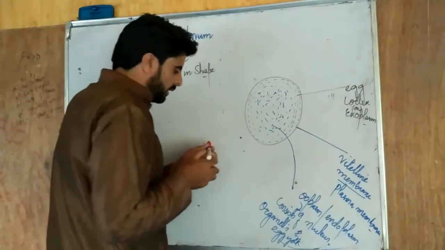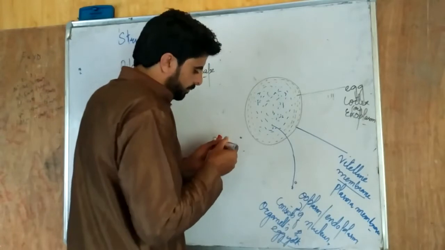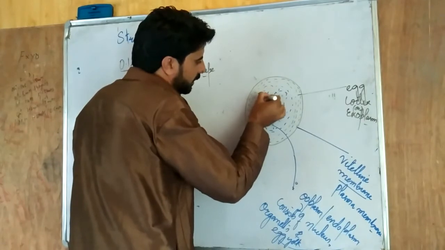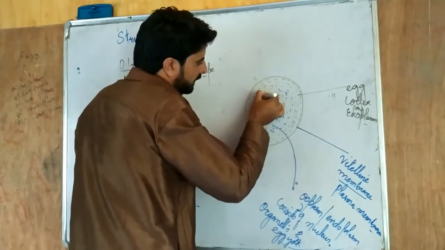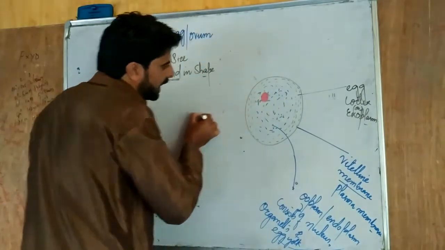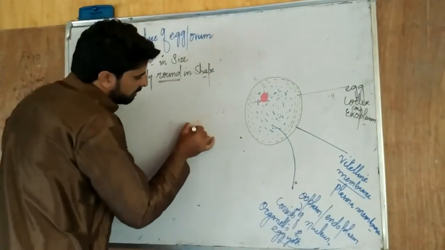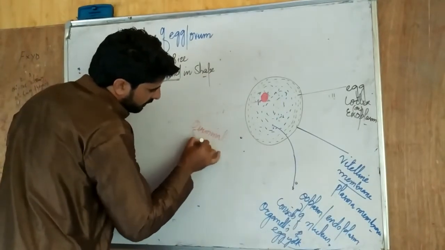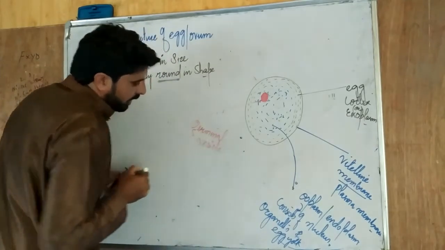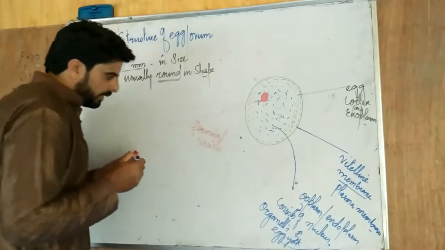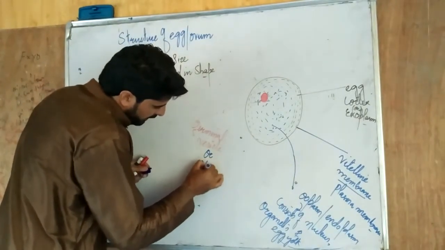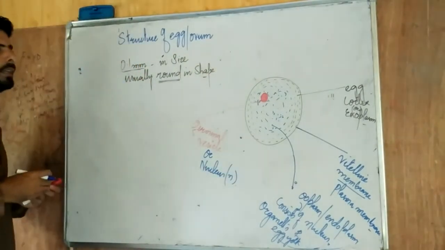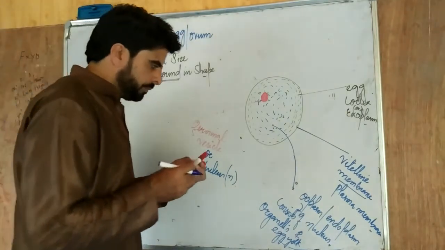The nucleus inside it is a haploid nucleus. I am making the nucleus here with red color. This nucleus is known as the germinal vesicle, or it can simply be called a nucleus. But this nucleus is a haploid nucleus. You have to keep in mind it is n, having half the number of chromosomes.